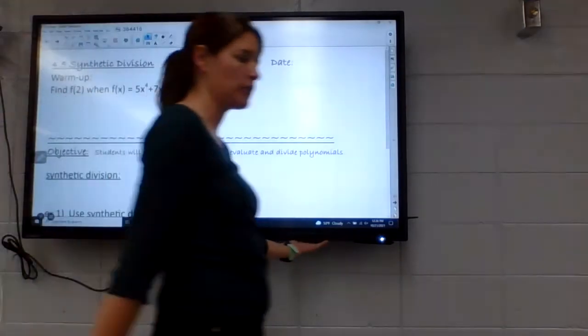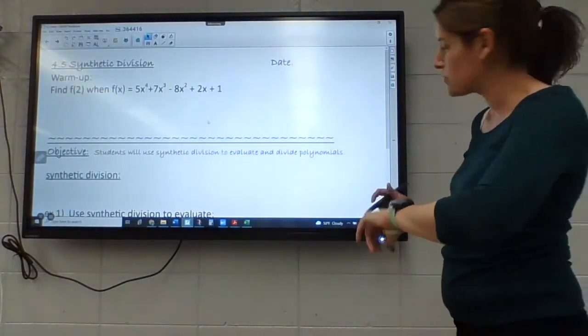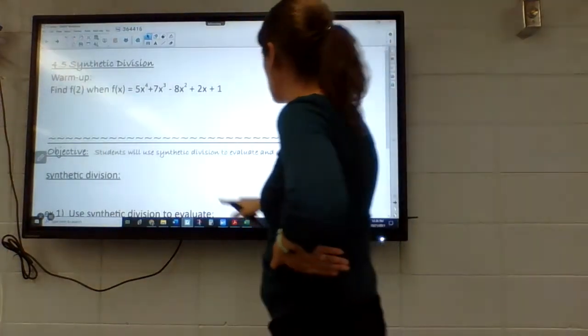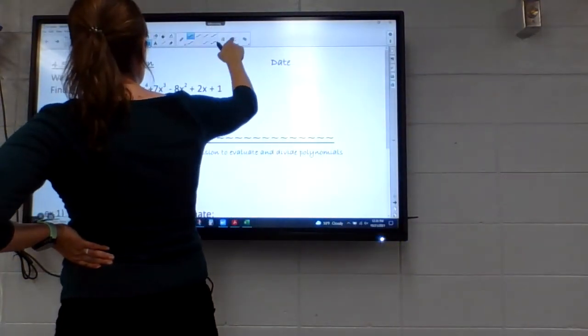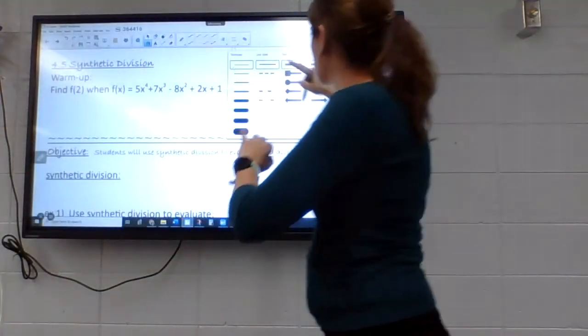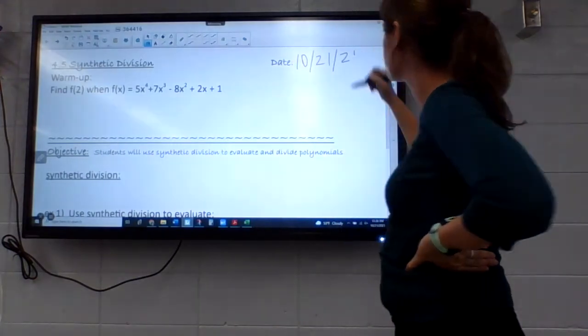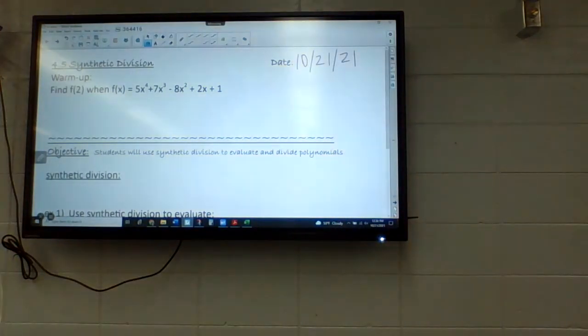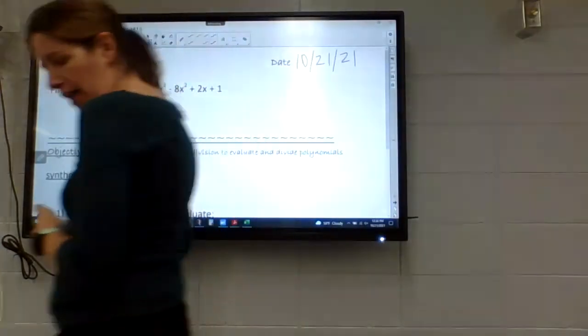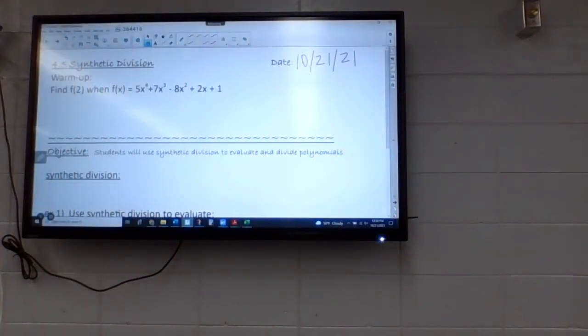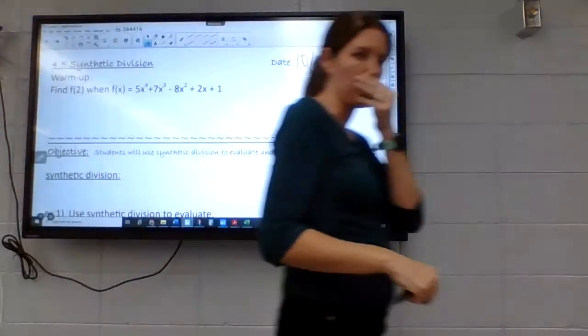Algebra 2 classes right now are learning synthetic division as well. So you did learn this in Algebra 2 at some point. All right, so we're putting that 2 in for our x, and we're evaluating this. So we're finding out what the value is of f of 2. And some of you might remember the way to do it with synthetic division. We'll talk about it in a second, but in case you forgot.